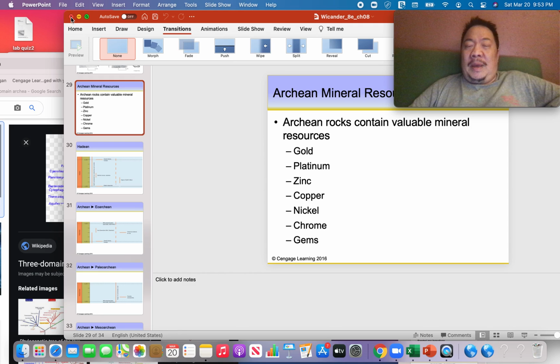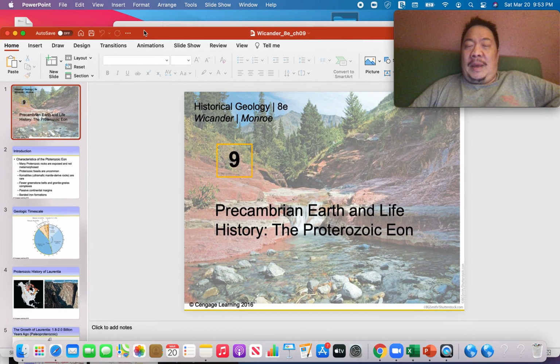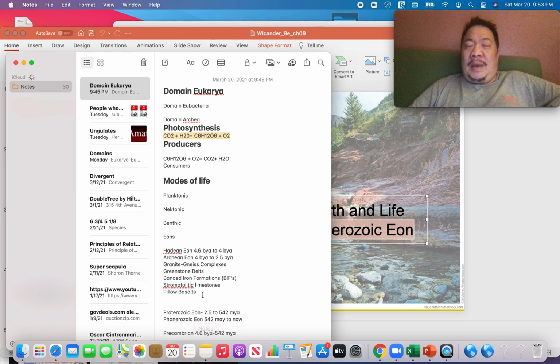Let's just get started a little bit on Chapter 9, the Proterozoic Eon. Please don't forget that the Proterozoic Eon, and you should memorize this, goes from 2.5 billion years ago to 542 million years ago.